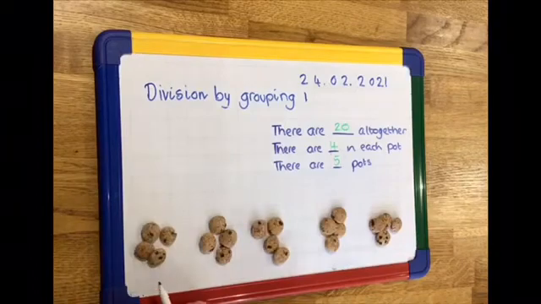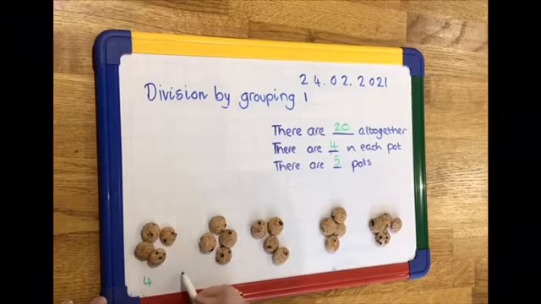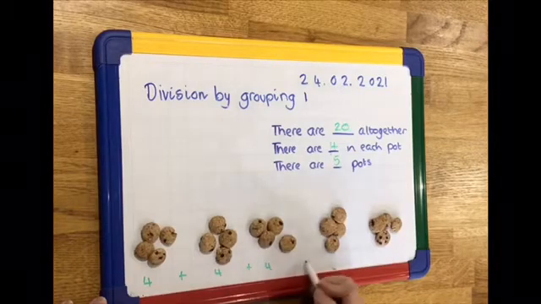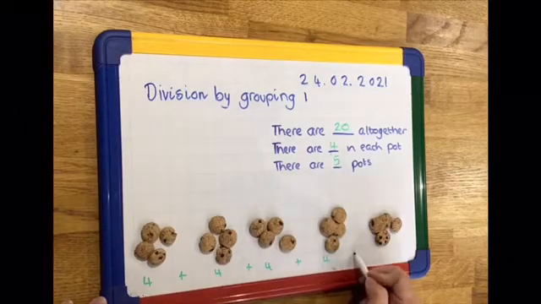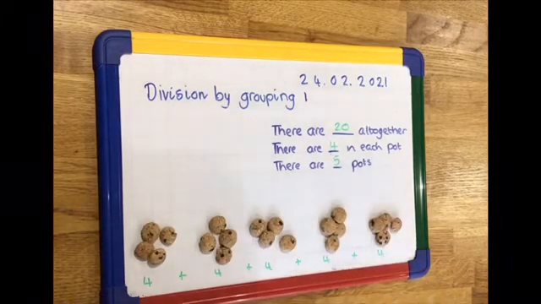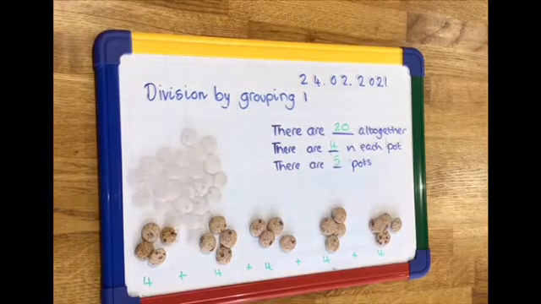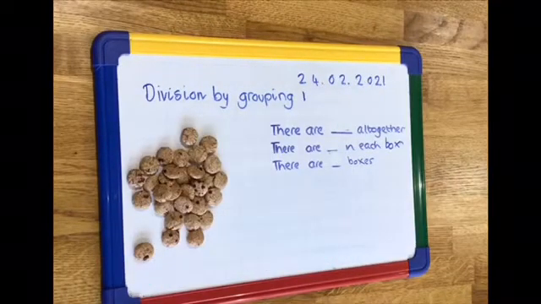I could write this as a repeated addition like we did yesterday. 4, add 4, add 4, add 4, add 4. And the reason I'm writing it as a repeated addition is because a little later on you're going to see there's a link between division and multiplication. So let's have a look at another example.